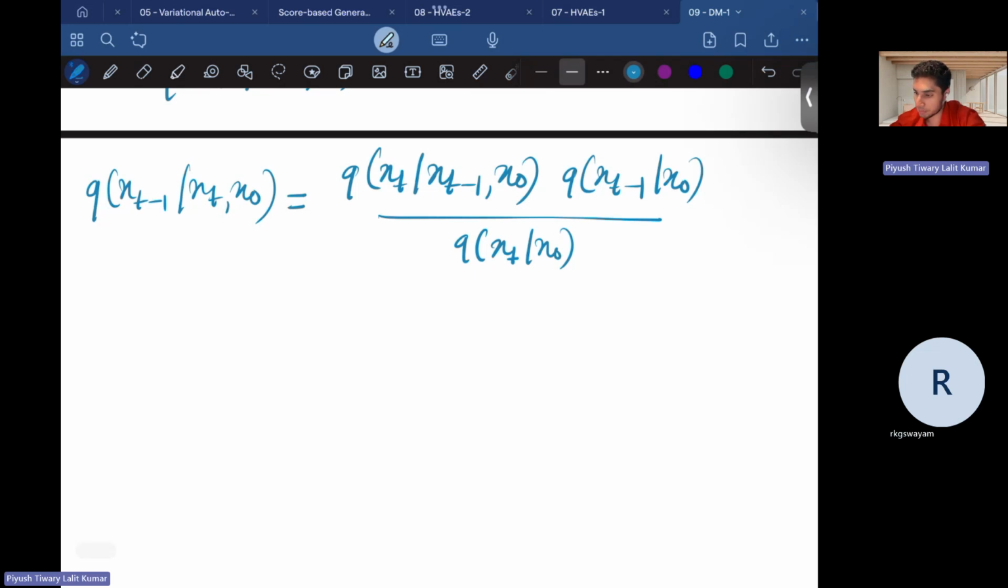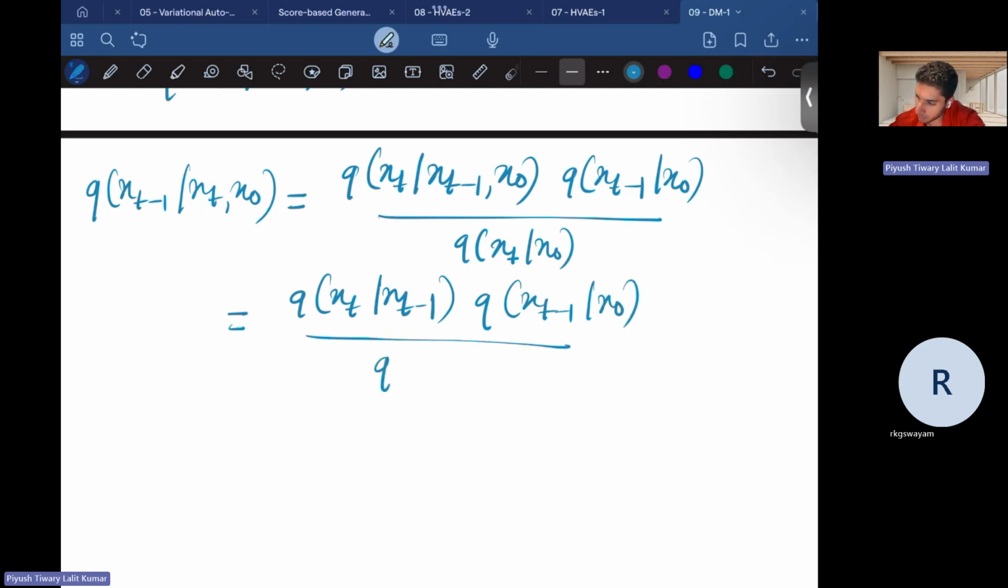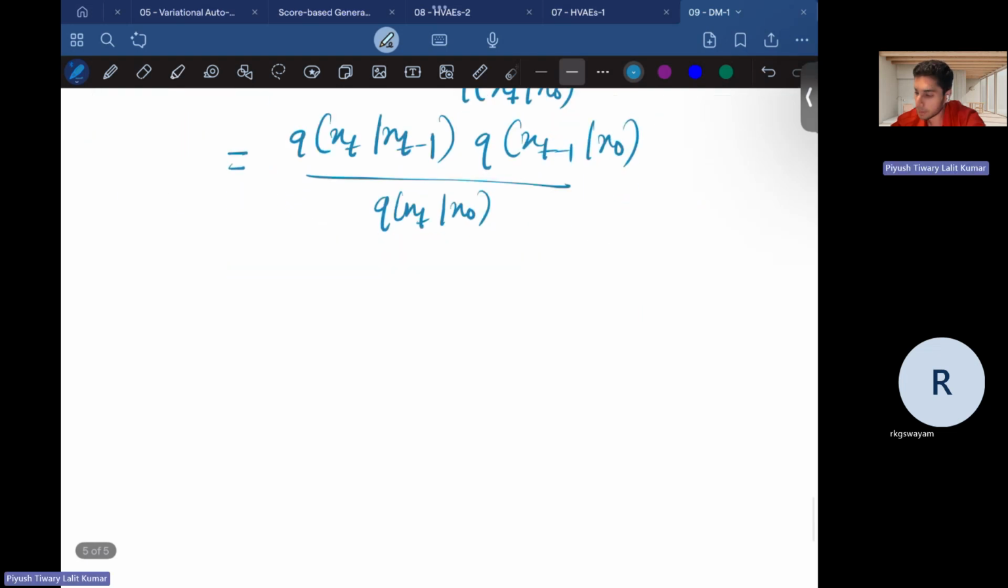So now, actually, you know all the terms here. We know all of them. That's the beauty of having this Gaussian encoder, because of the Markovian assumption. This thing is nothing but q of xt given xt minus 1 because of the Markovian assumption. The second term is as it is: q of xt minus 1 given x naught divided by q of xt given x naught, right?